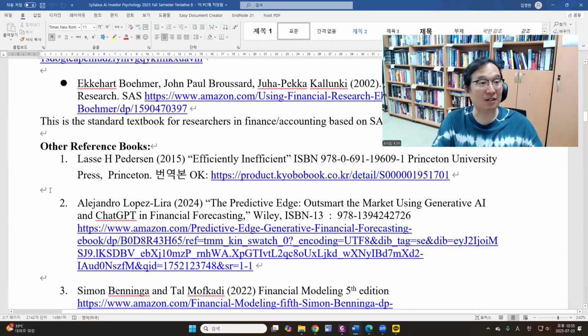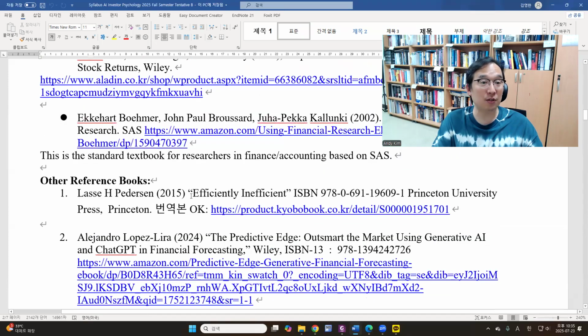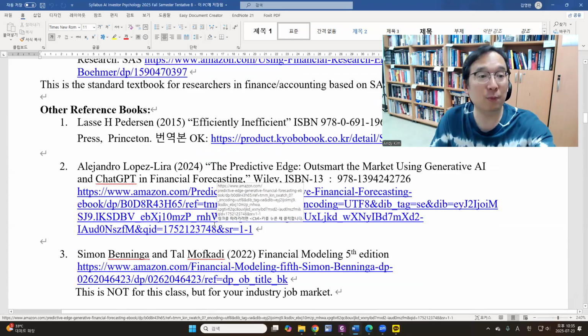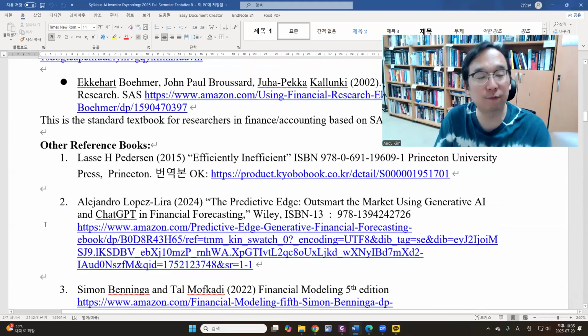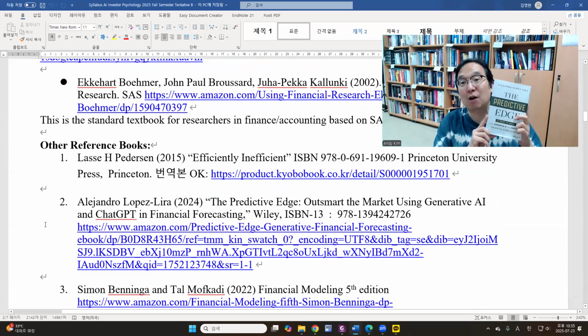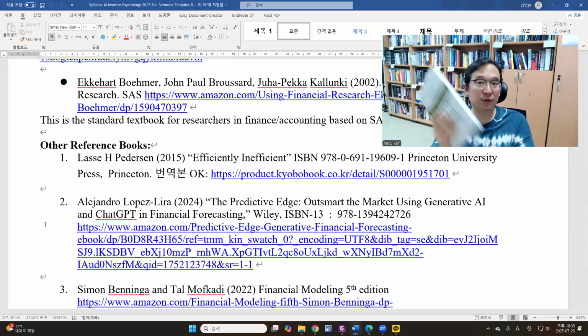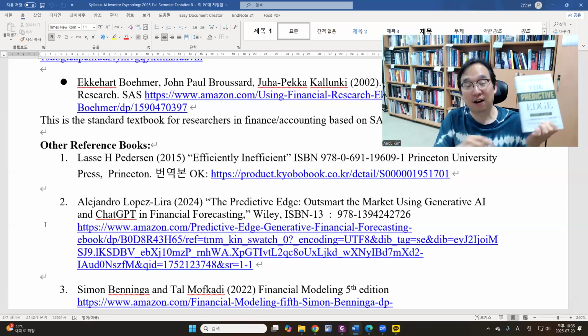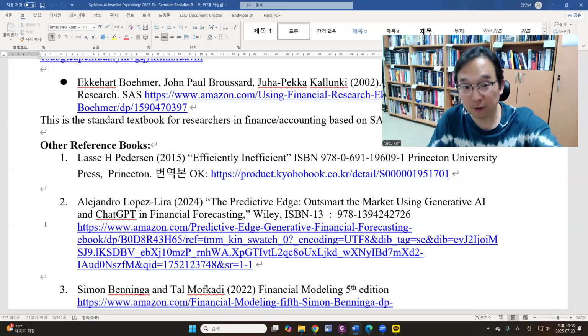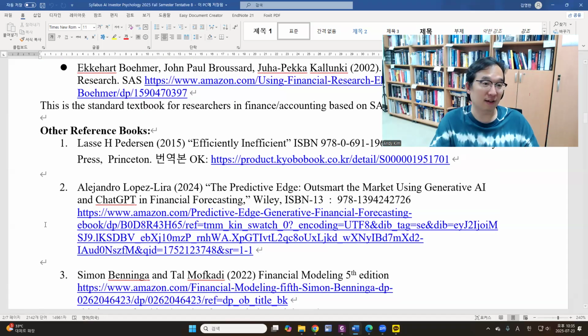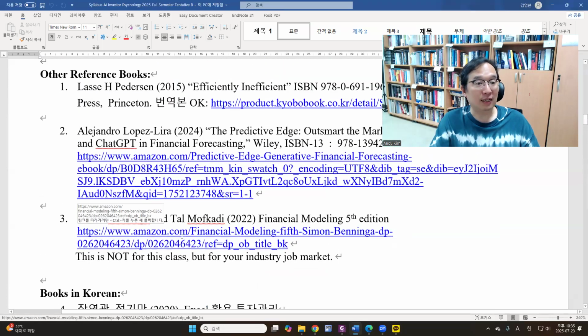And other reference book, Lasse Pedersen's Efficiently Inefficient. The translation version in Korean is also available if you click this. And then Alejandro Lopez-Lira, 2024, The Predictive Edge: How to Use ChatGPT and LLM for Finance Research, right, is here. So, a rising star, Lopez-Lira, at the University of Florida, and you're going to enjoy that part a lot.